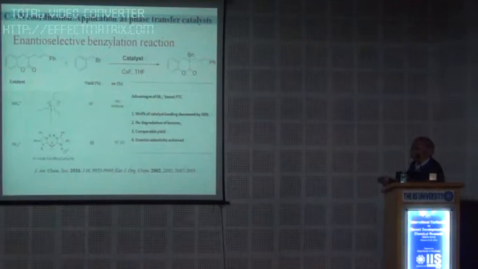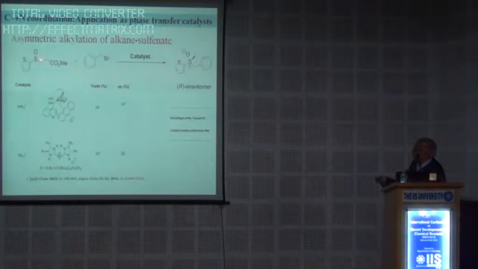Thus, another one more example I will show you. This is asymmetric alkylation of alkane sulfonate. For this particular reaction, here you can create a center like this. This reaction cannot be done without catalyst. This phase transfer catalyst is useful. This is the catalyst. Yield is only 34%. But if you use this reagent as a catalyst, you can realize 87% yield and 92% enantiomeric excess. Thus, the compounds of NL2 type are useful not only in medicinal chemistry, but also in phase transfer catalysis.